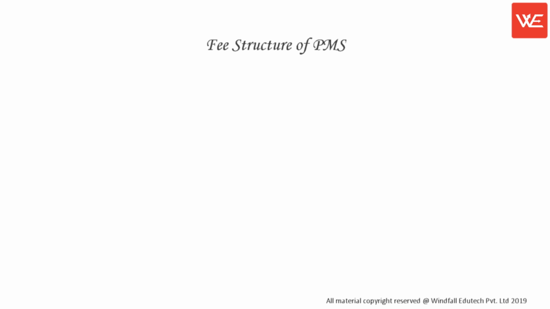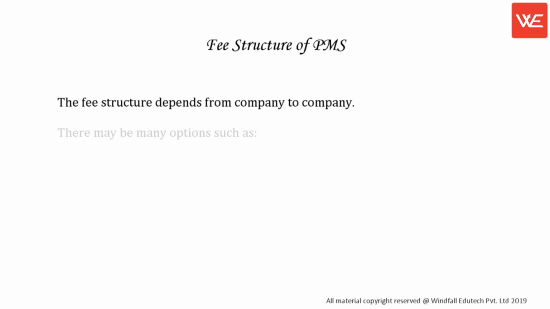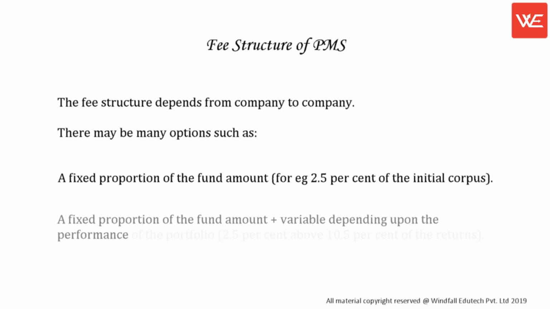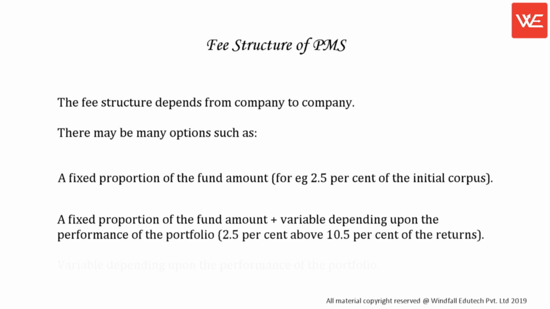Fee structure of PMS. The fee structure depends from company to company. There may be many options such as a fixed proportion of the fund amount, for example 2.5% of the initial corpus. A fixed proportion of the fund amount plus a variable part depending upon the performance of the portfolio, for example 2.5% above 10.5% of the returns. Or a variable fee depending upon the performance of the portfolio.